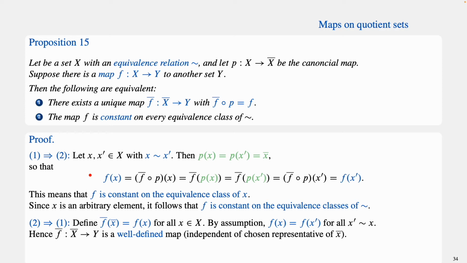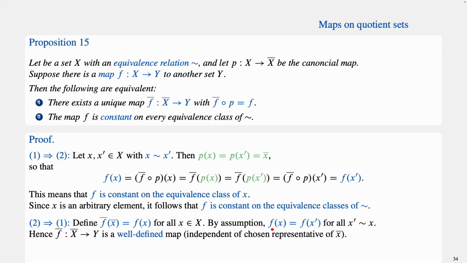Now we do the opposite direction. We assume now that statement 2 is true, and we want to conclude the existence of such a map f bar. We define it in the obvious way. We define f bar on x bar to be simply f of x for all x in our original set, big X.